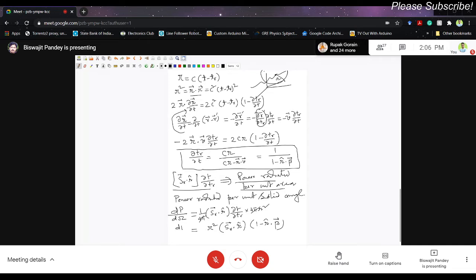So this is dP d omega, power radiated per unit solid angle, right? This is power radiated per unit solid angle, and we want to calculate this explicitly. That will give us the radiation pattern in different cases. Let us do that. This expression is already with us. What is S_r dot r cap? We have already calculated that. So we shall write that and simplify this.